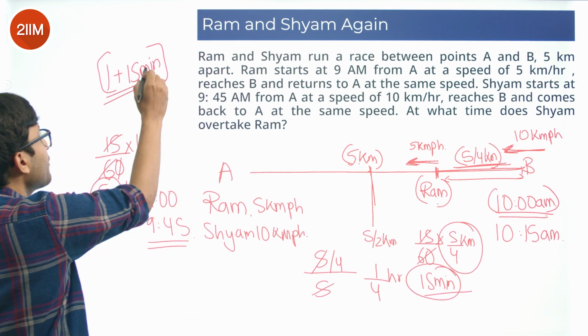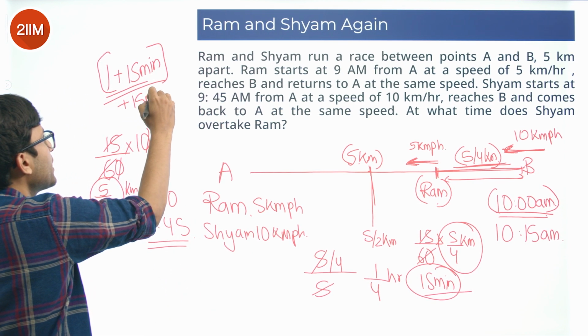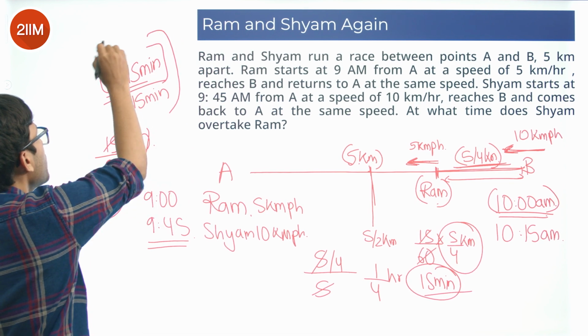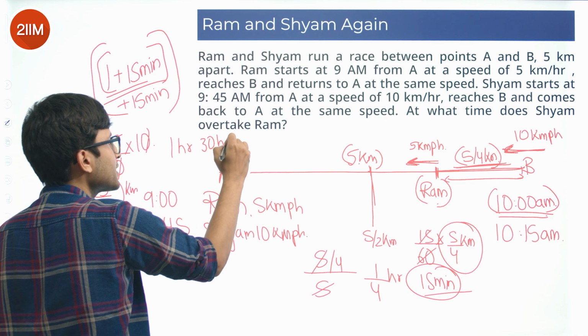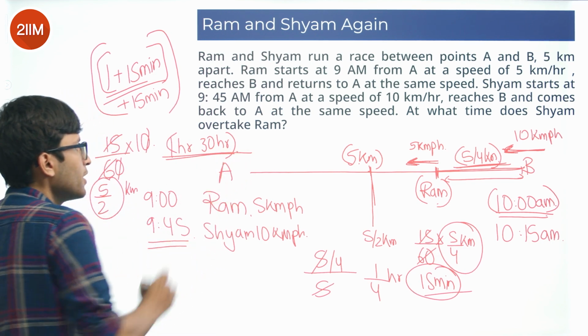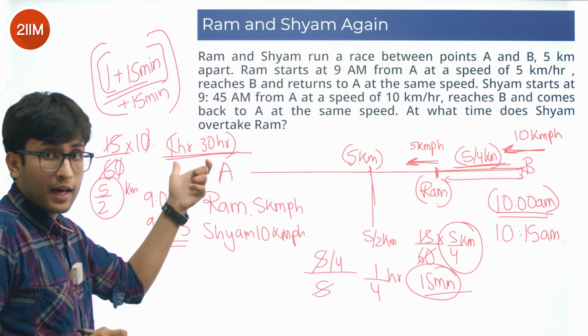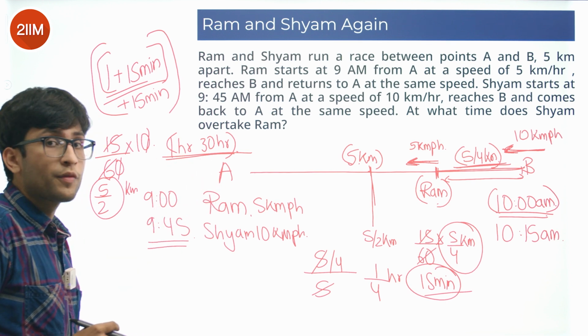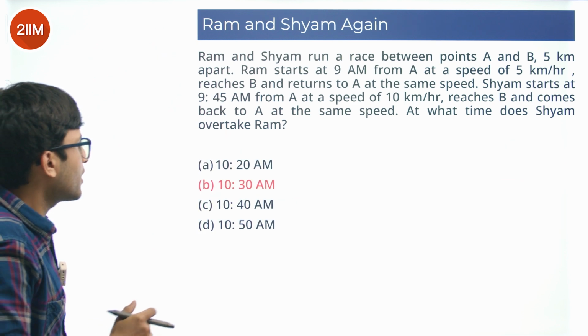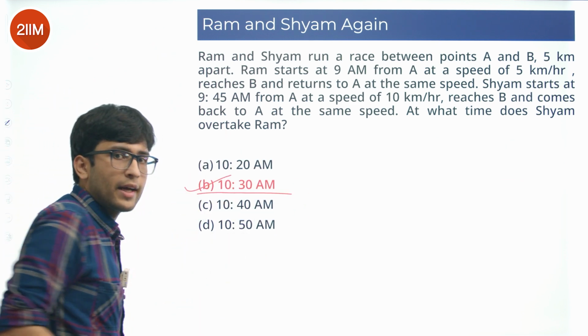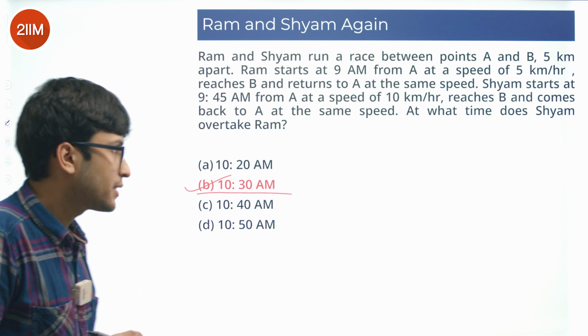So after 1 hour 15 minutes, plus 15 more minutes would give me my answer. So a total of 1 hour and 30 minutes from the start point. From 9, it would take 1 hour 30 minutes more, which would be equal to 10:30. Let us check whether we have an option as 10:30. Yeah, perfect. We got our answer as 10:30 in this question. Let's continue.